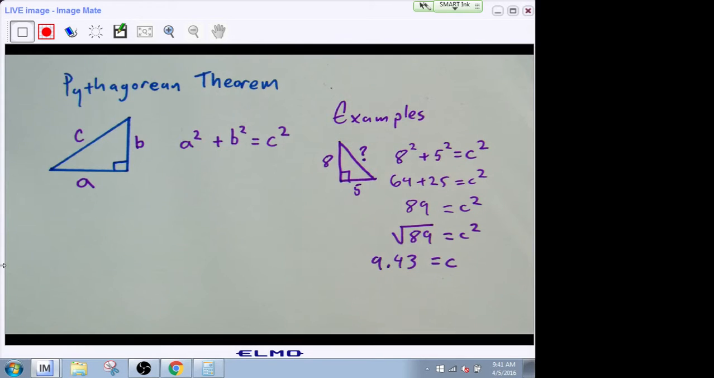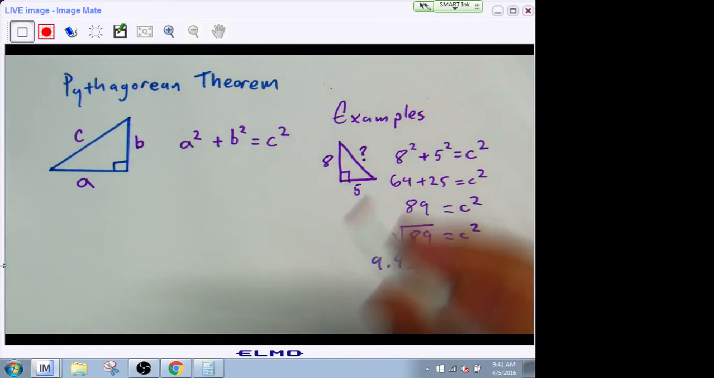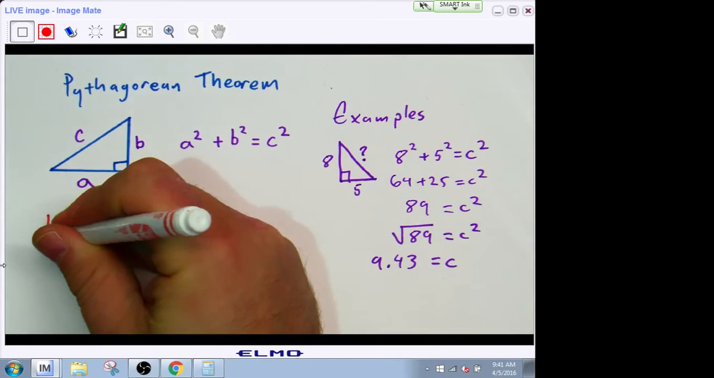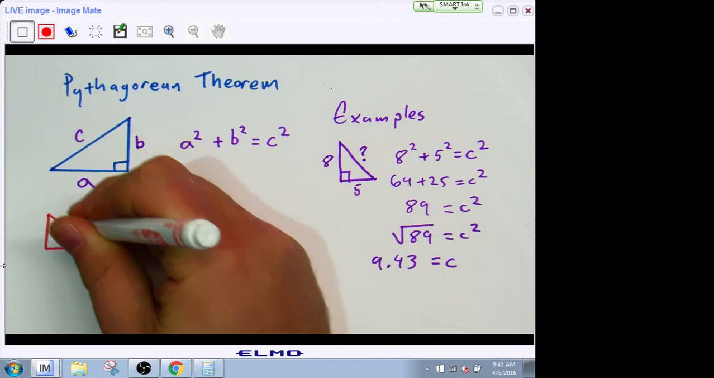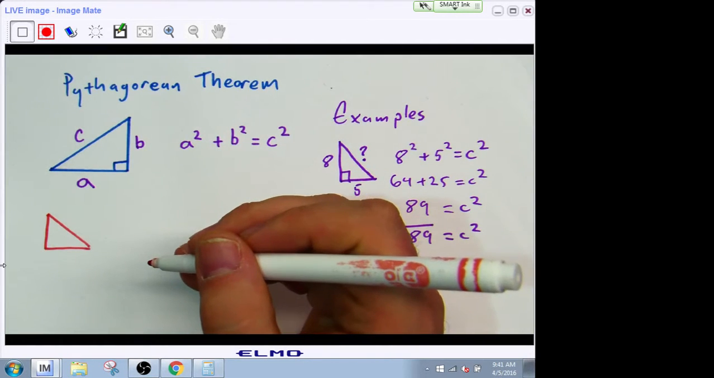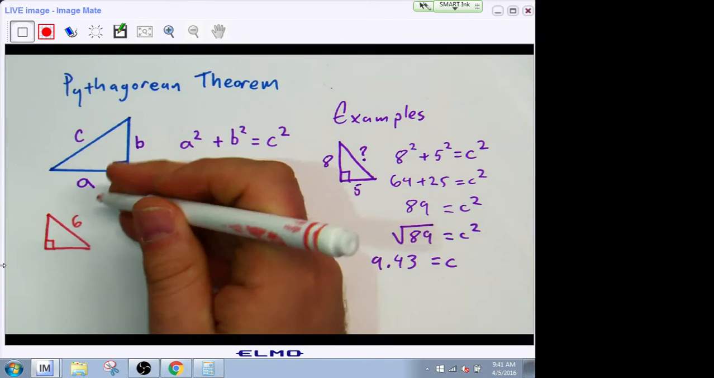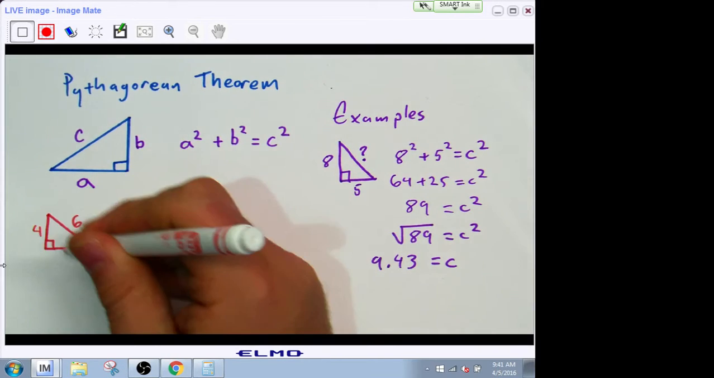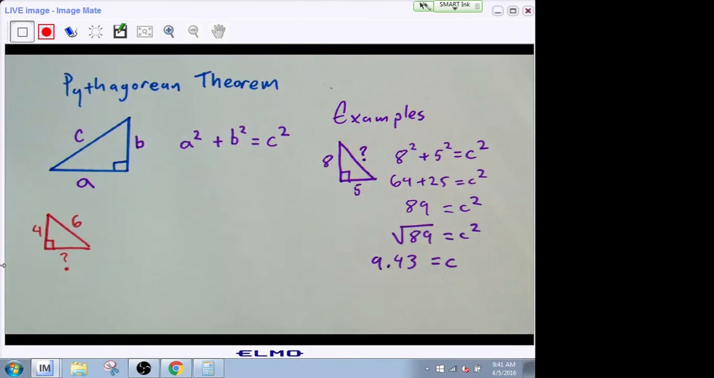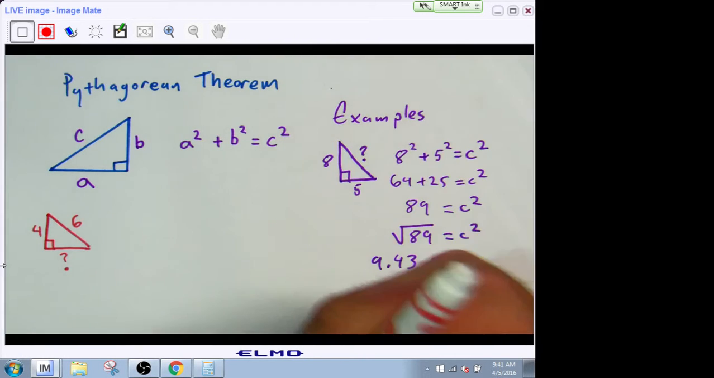I want to do another one. Okay? Because I might give you another triangle, like this. Except this time, maybe I give you the hypotenuse, a leg, and now we're missing a leg. Okay? So how do we do this? It's a little bit different. Now it's not the hypotenuse that's missing, it's a leg that's missing.